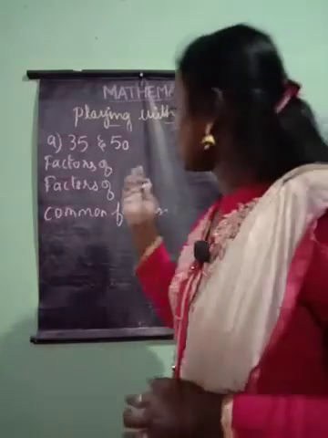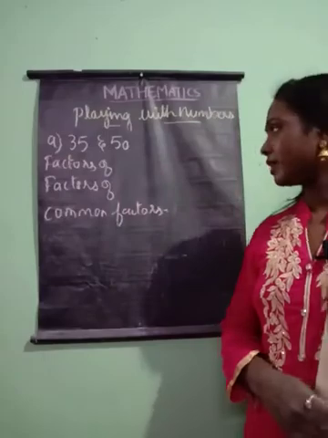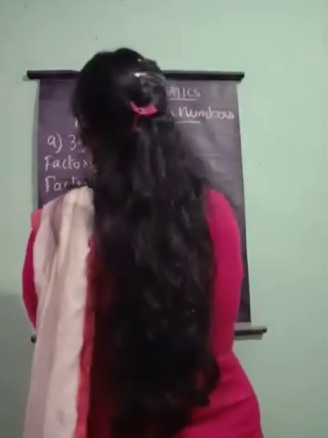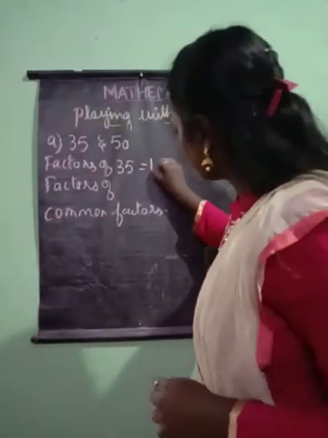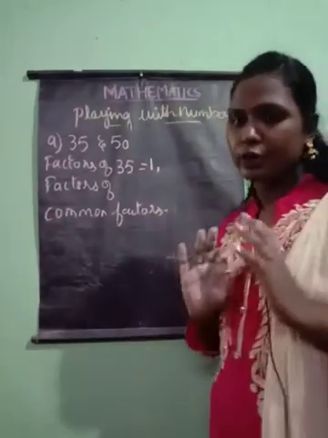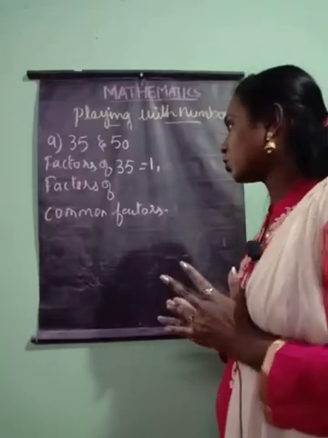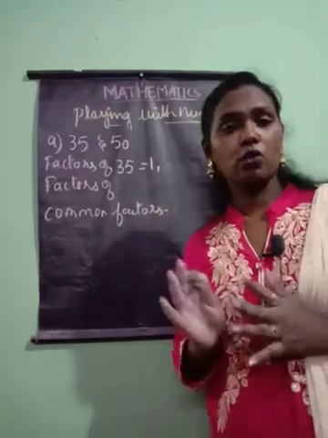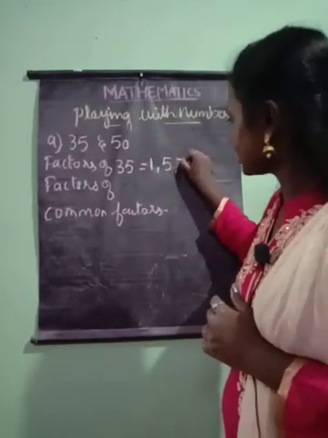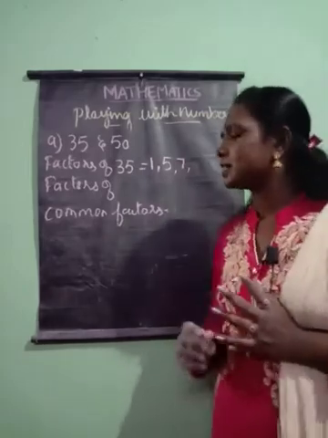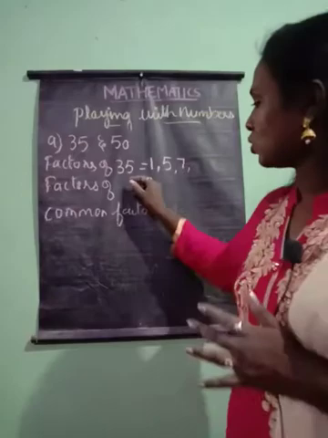So let us solve another problem. Same, common factors of 35 and 50. Let us solve 35 first. So 35 will be in 1, not in 2 because it is an odd number, 3 also no, not in 4, 5 ones are, 5 sevens are, again 7, not in 8, 9, 10 no, not above that I feel, no.